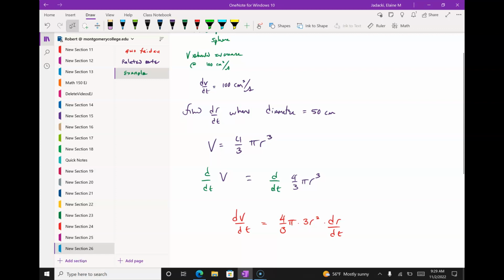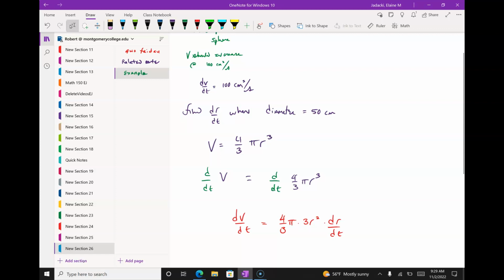So now I know this, right? I know this. It's 100. Question, Autumn? You're only multiplying by this? Yes, and I'm multiplying by this. Why? Because it's how the radius is changing. So I'm taking the derivative of this. 4/3 pi is constant. The derivative of r cubed is 3r squared. The derivative of the inside is how the radius is changing, dr dt.